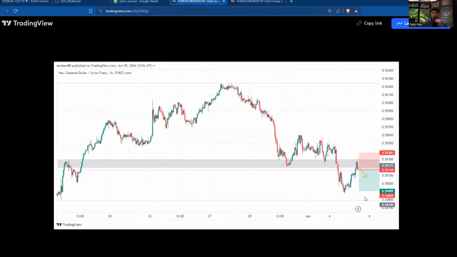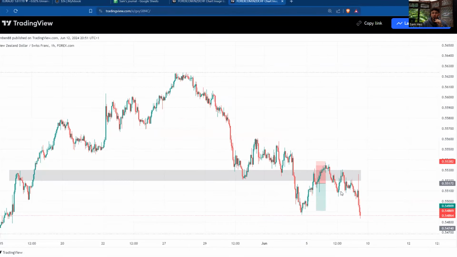Here, NZD/CHF. Again, a similar sort of setup. Price has spiked a few times in the past. It's broken and retested. It's rejected. Again, we got in slightly late, but we got in nonetheless. And as you can see in the exit photo, really annoyingly, we got taken out on spreads overnight. So you can see it actually didn't hit the full stop loss.